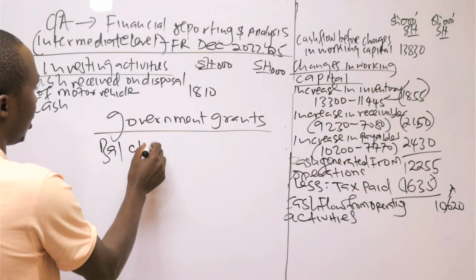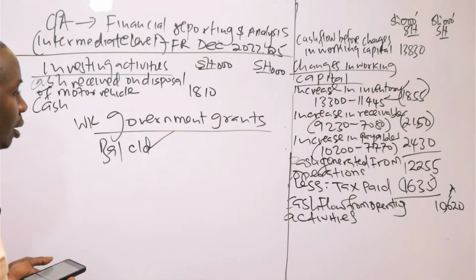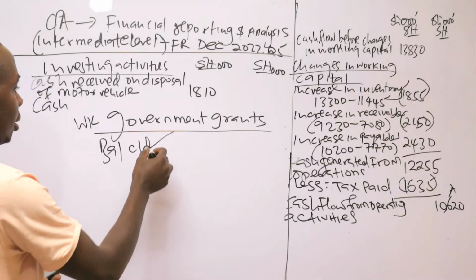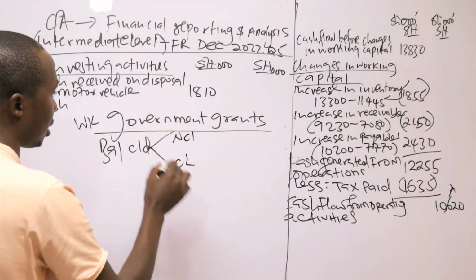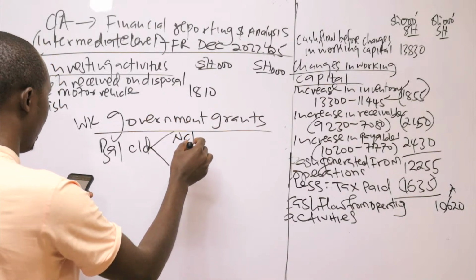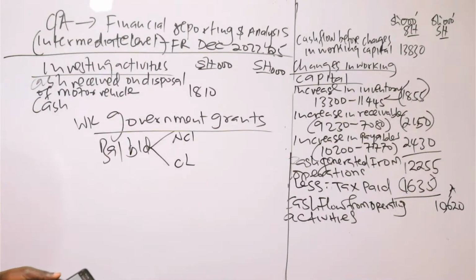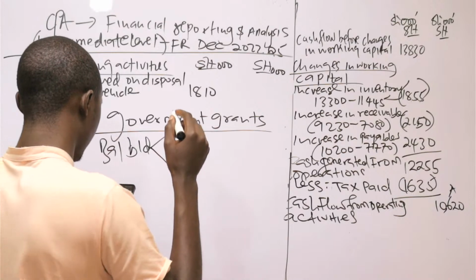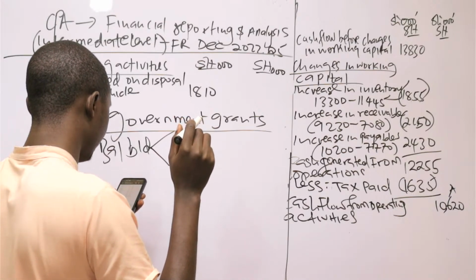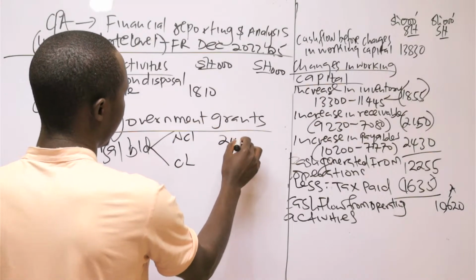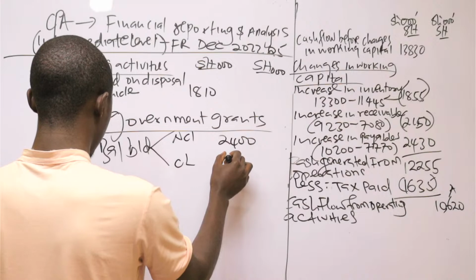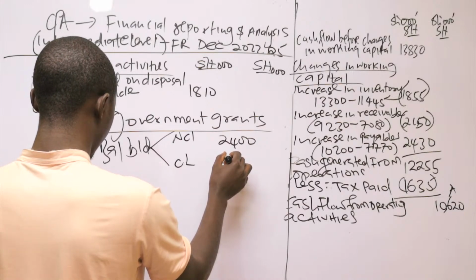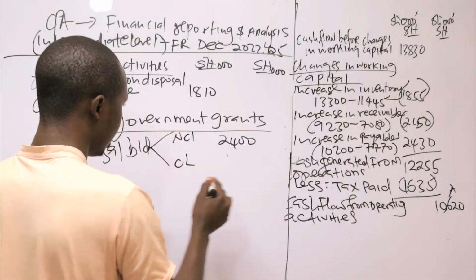So balance brought down under government grant. These are workings I'm doing to record what they received under the grant. There's one under non-current liability and another one under current. The one under non-current liability is the balance brought down, not carried down, brought down. Under non-current liabilities, we have 2,400. Then under current, we have the balance brought down as per 2021. This one is government grant 600.